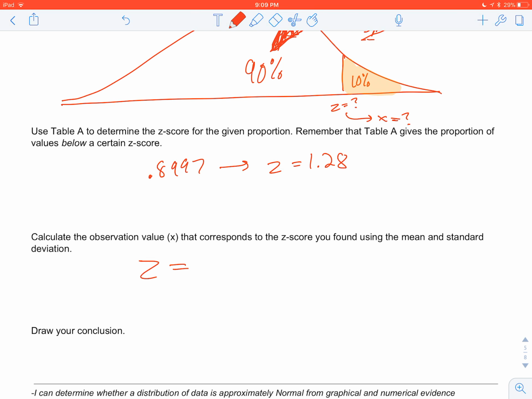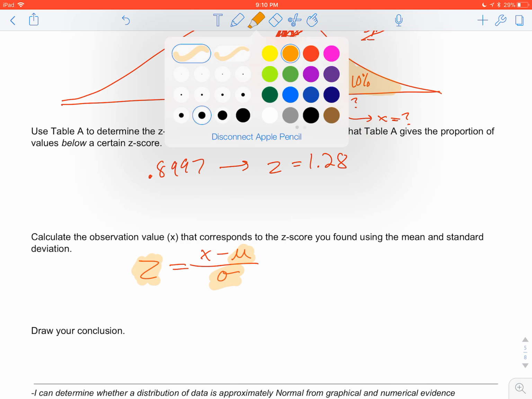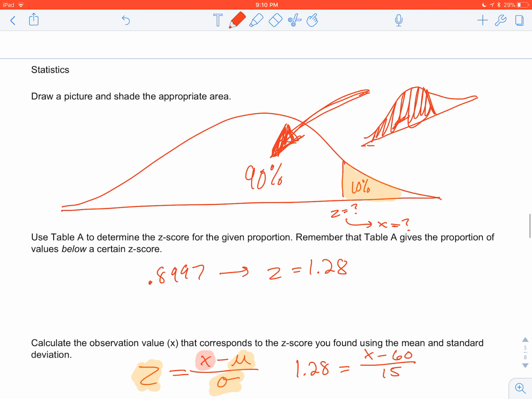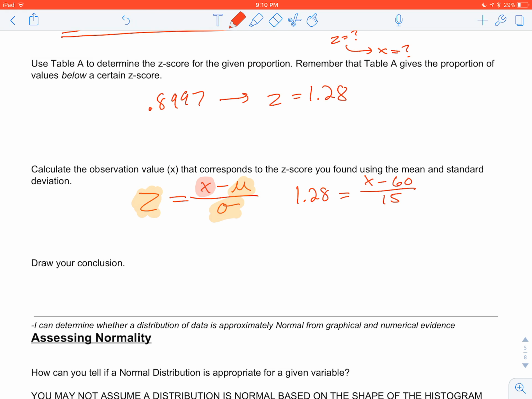So your z-score formula, remember, is x minus mu divided by sigma. We know right now z, the mean, and standard deviation. We're looking for this x value. What is that words per minute? So plug in your numbers and solve for the appropriate missing value. 1.28 equals x minus 60 divided by 15. Multiply both sides by 15. Then you'll add 60.